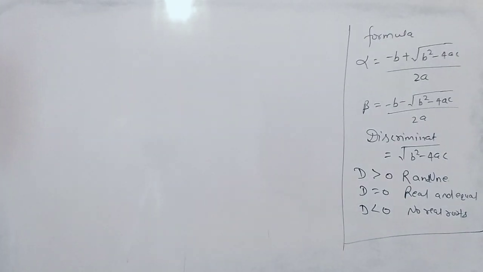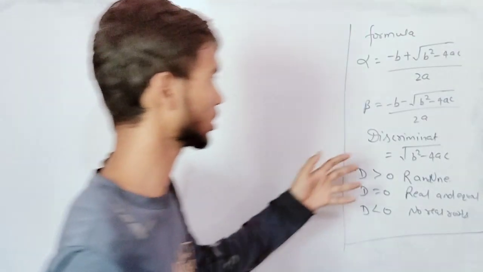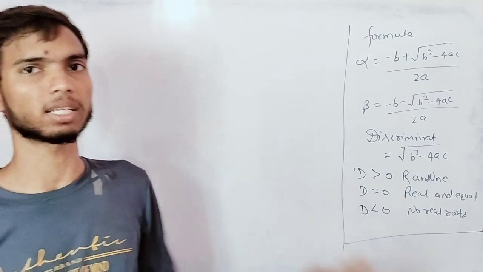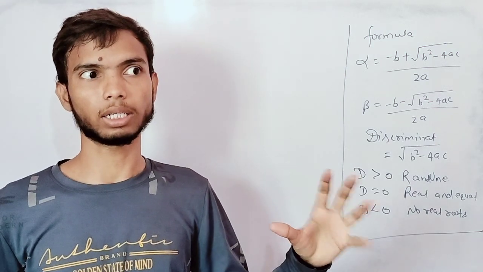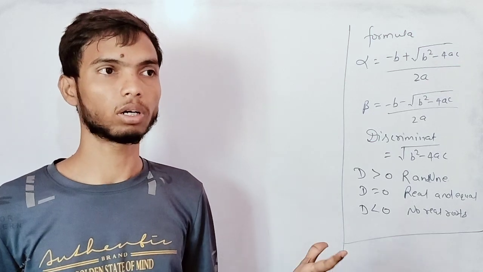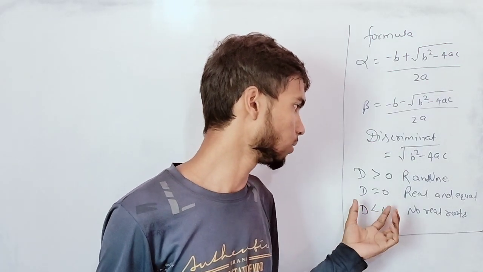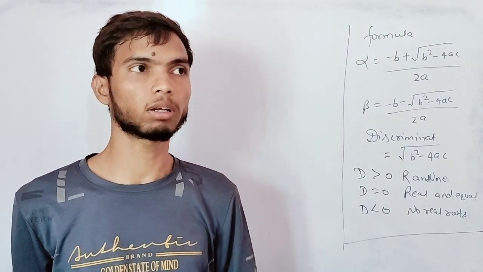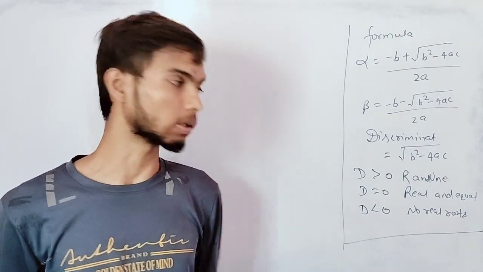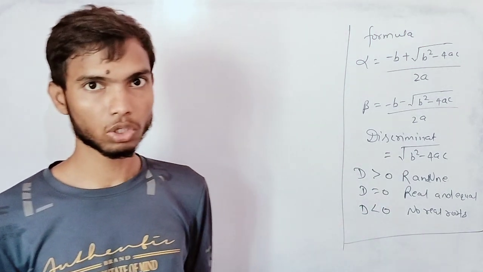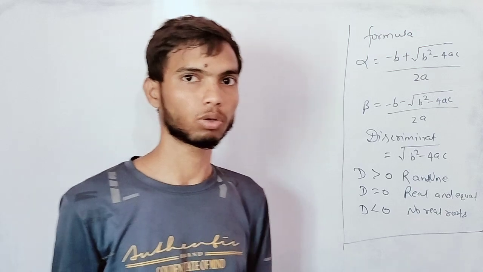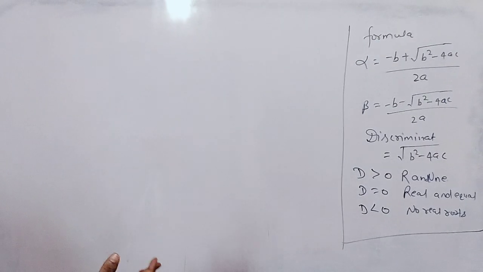From this concept, we will be doing some questions. After finding the discriminant, if it is greater than 0, then we can easily say that the roots are real, and it will provide us unequal roots. If it is equal to 0, the roots will be real but equal to each other. If it is less than 0, then there is no real root. Let's take some questions based on this concept.